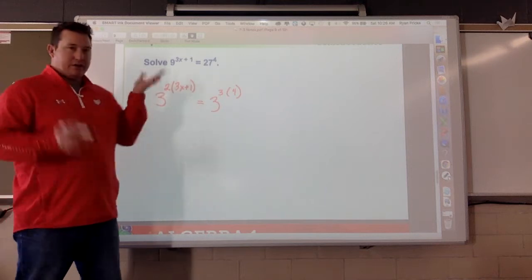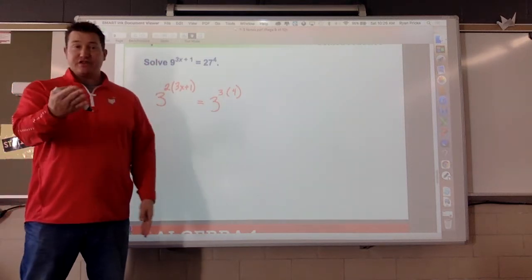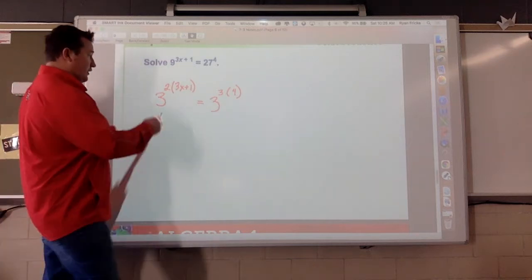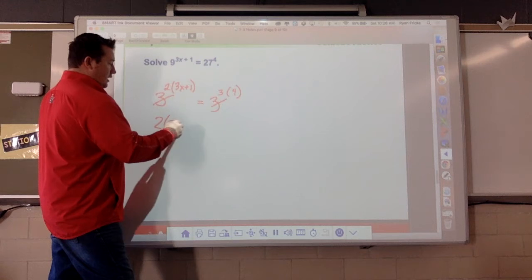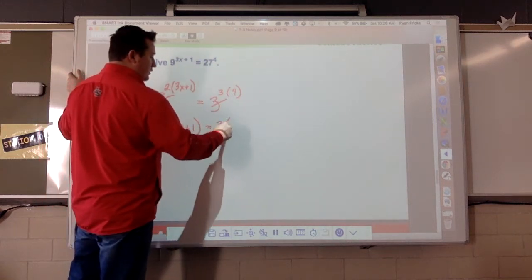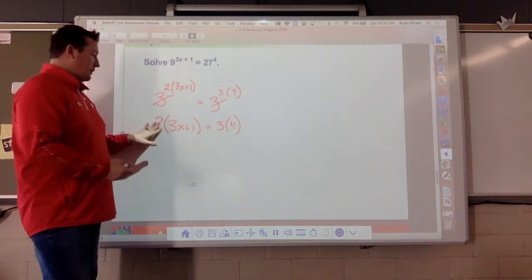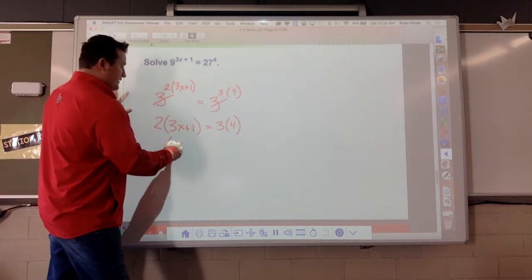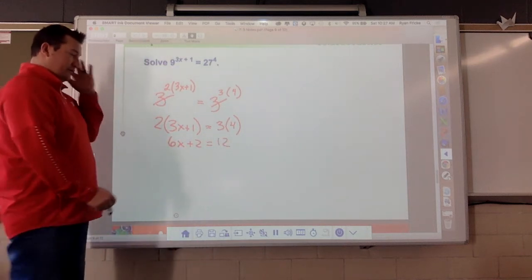All right, once we make it this far, right, I feel like this is so cool to do. Don't ask me why, I just feel like it is. Once we get this far, we're home free, because it's just like solving any equation we've solved all year. Your bases cancel out, right? The exponents become set equal to each other, and we solve normally, okay? I'm going to distribute here. I'll call this 6x plus 2. That will be equal to 12, okay?